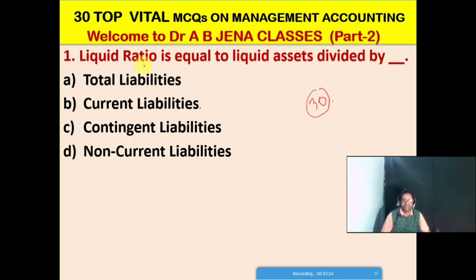So first MCQ: the liquid ratio is equal to liquid assets divided by what? A, total liability; B, current liability; C, contingent liability; D, non-current liability. Friends, B is the right option for this MCQ. I mean the liquid ratio is equal to liquid assets divided by current liabilities. So B is the right option for this MCQ.